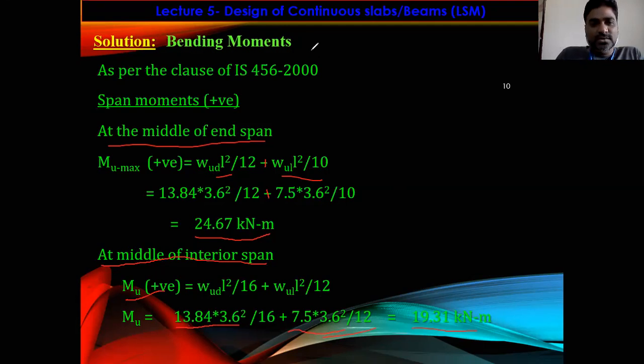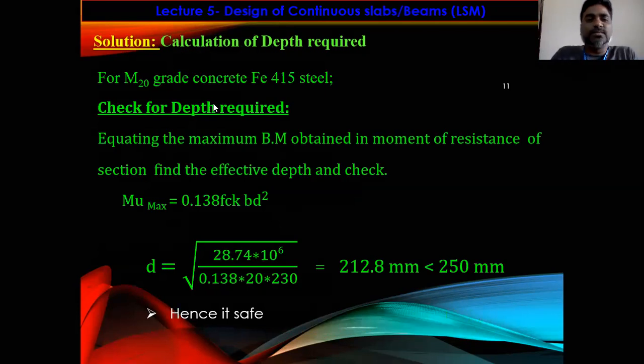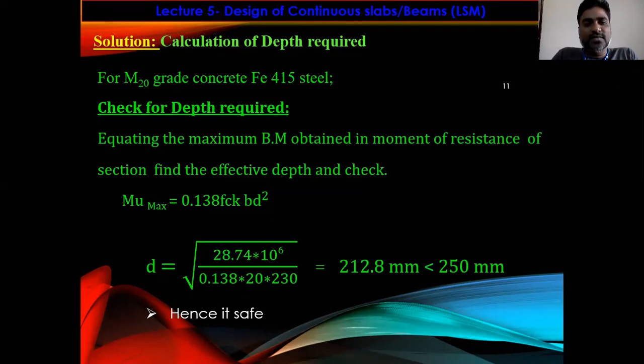Right, now I've calculated the span moments as well as support moments. Next step is you need to check whether the provided dimensions of the beam are sufficient to resist this much bending moment or not. How to check? As I told earlier, you need to determine the depth required. And this depth required should be determined by equating your maximum bending moment equal to the Mu limit. The Mu limit is nothing but the moment of resistance corresponding to the balanced section.